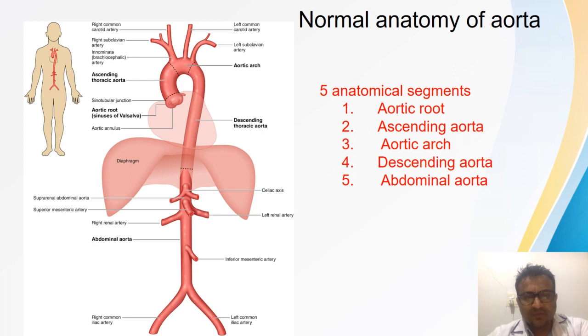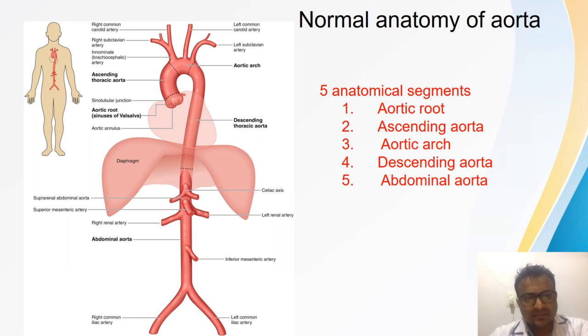The first and most important part of the aorta is the aortic root, which extends from the aortic annulus to the sinotubular junction. The second part is the ascending aorta, which extends from the sinotubular junction up to the origin of the innominate artery. The third part is the aortic arch.